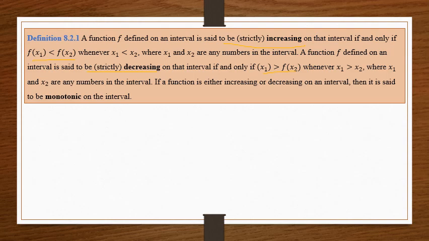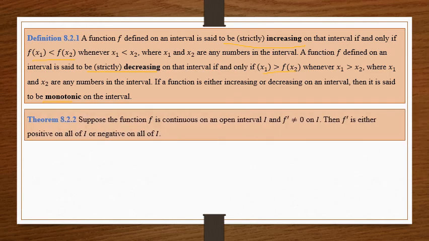If a function is either increasing or decreasing on an interval, then it is said to be monotonic. Okay, so either increasing or decreasing on that given interval, class, we can say that the function is monotonic on that interval. The first theorem in this topic is theorem 8.2.2 sa increasing or decreasing in the first derivative.